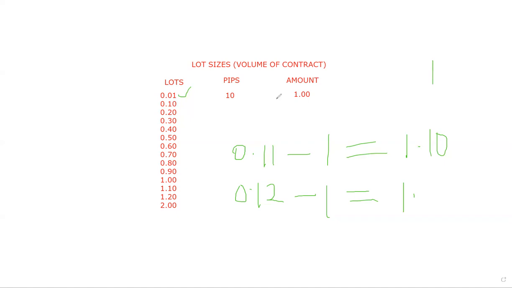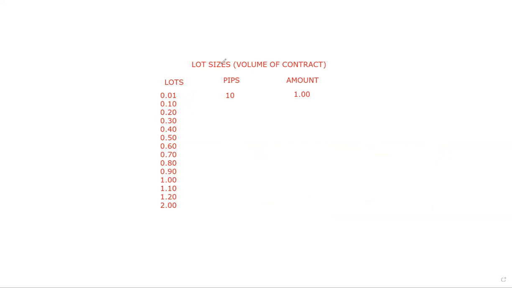what it means here is that if you are using a lot size of 1.00, which is the standard lot, look at it here. If you are using 1.00, one pip is going to be how much? Just do the calculation. Per what we have done so far, if you are using that lot size, 1.00, 1 pip is going to be equal to what? $10.